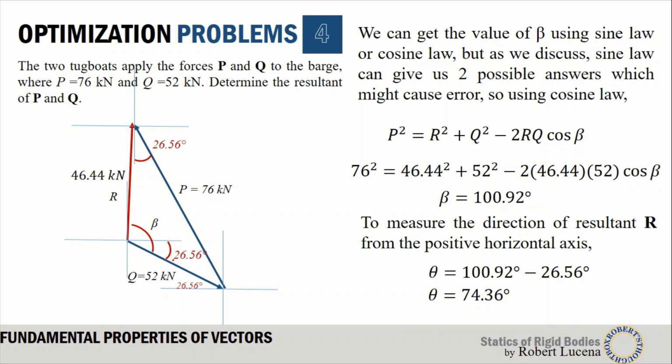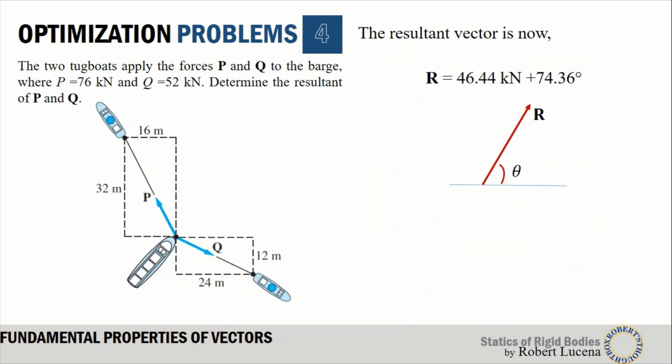Now, to measure the direction of the resultant R from the positive horizontal axis, we would simply subtract 26.56. The beta we determined from the cosine law is the angle between vector R and vector Q. What we want is the angle between vector R and the positive x-axis. That's why we subtract 26.56 degrees from beta. Now we have the angle theta, 74.36 degrees, and that is the angle of the resultant. So we represent the vector here: 46.44 kilonewton, at 74.36 degrees from the positive x-axis.